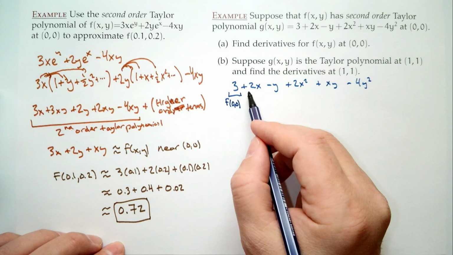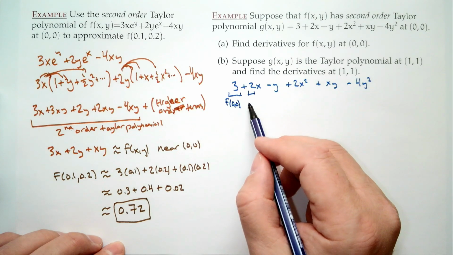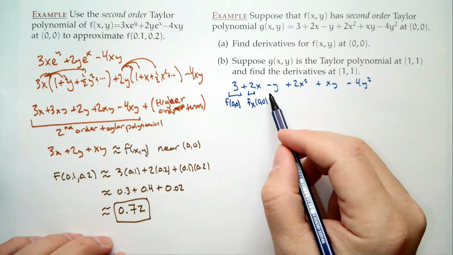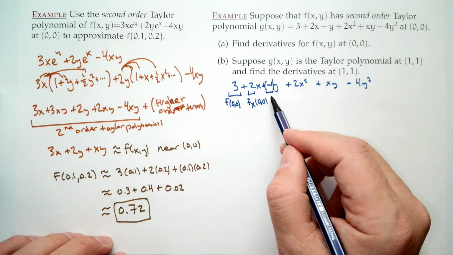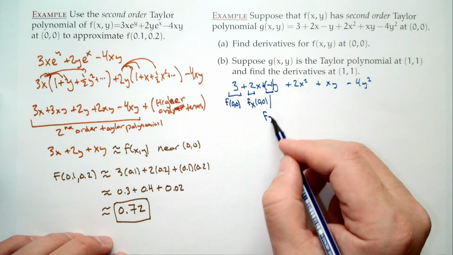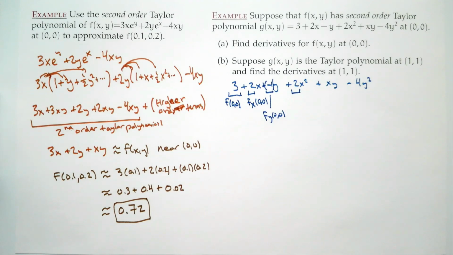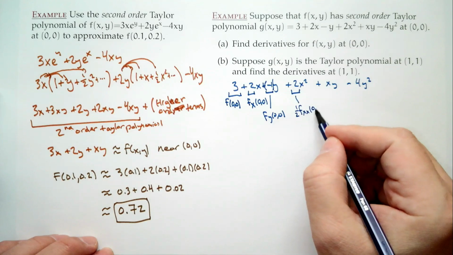How about the 2x? Well, what does the 2 correspond to? Well, that would be fx at 0, 0, because remember, it's your partial derivative with respect to x at your point times x. How about the minus y? Well, really, you should think of this as a plus negative 1 times y. The negative 1, what is that? Fy at 0, 0. Now we come to the 2x squared. What does the 2 correspond to? Is it fxx? Yeah, remember that this coefficient was 1/2 fxx at 0, 0.